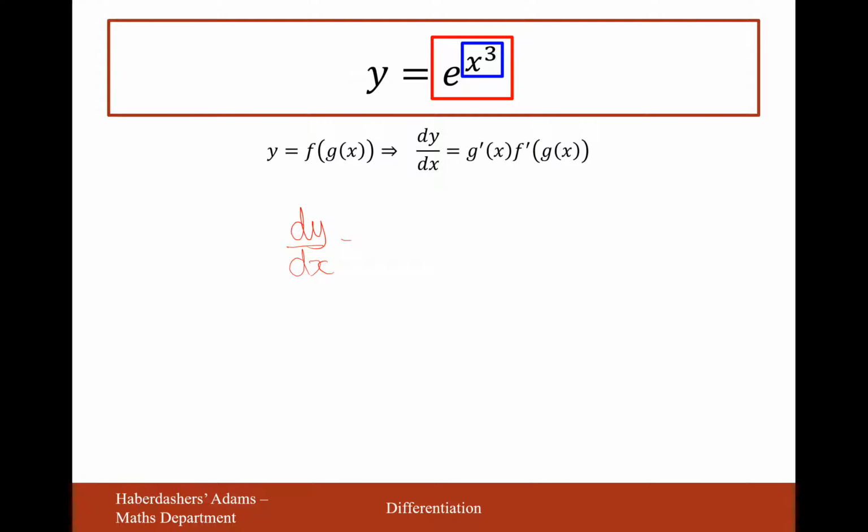Differentiating the inside function first, 3x squared, times by the derivative of the outside function e. Well, e stays as it is, to the power of x cubed, of the inside function. Remember, it's always of the inside function. So there we are. We could probably simplify this to 3x squared, e to the x cubed. There we are.